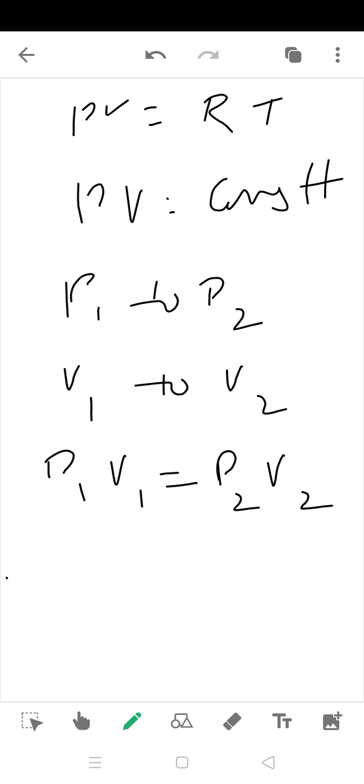This is the ideal gas equation. Now we will calculate work done during isothermal process.